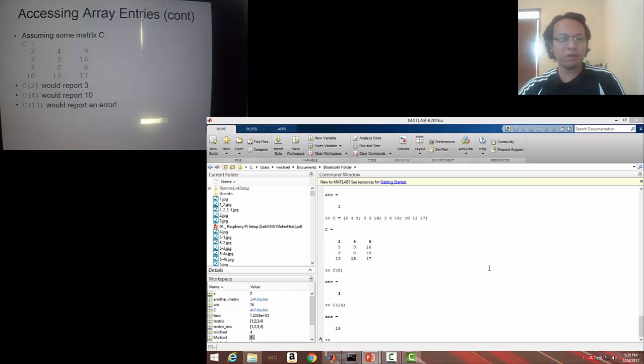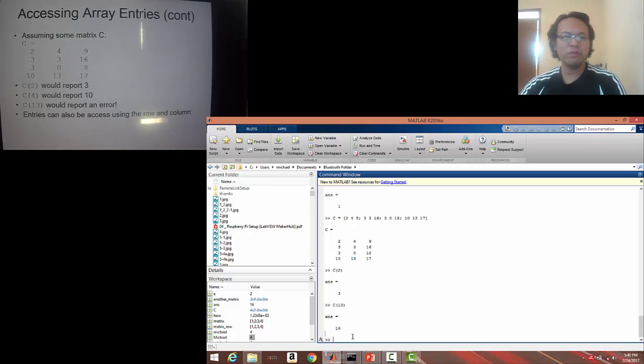C13 would report an error, of course, because the maximum number of elements here is just simply 12. So beyond that one, that is out of bounds. It's not defined. C13 is not defined. You can also use row and column. Like if you say first row, for example, I will write here C1, 3. I'm saying here that C1, row 1, third column. So row 1, third column, that is equal to 9.